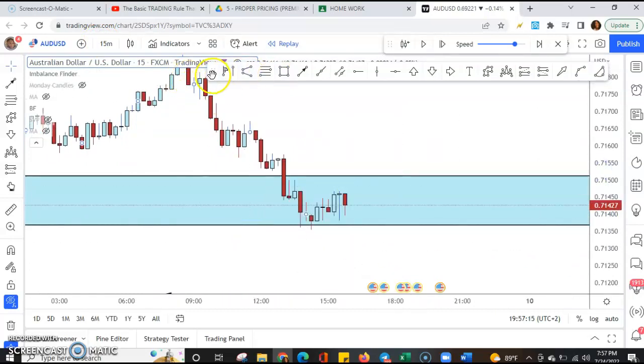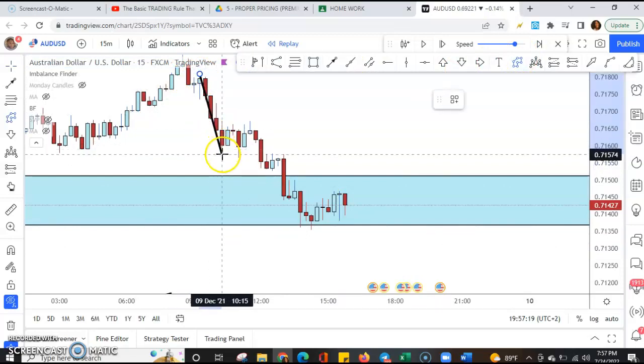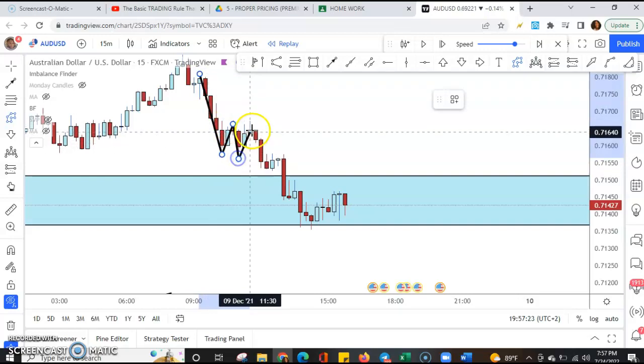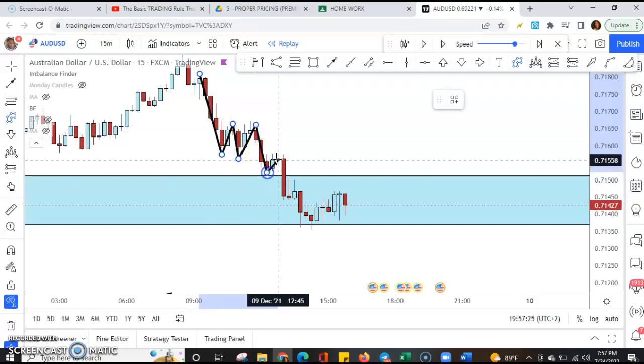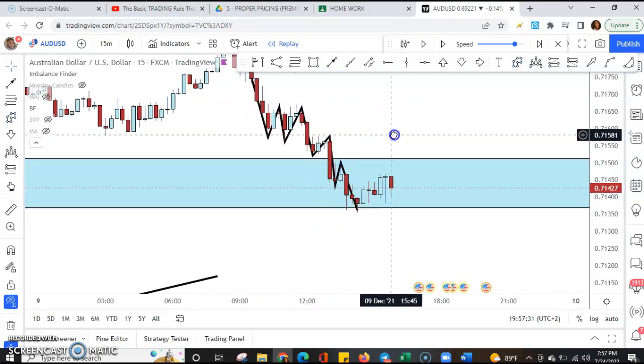As you can see, the market drops down right here, pulls back, kind of consolidates a little bit. It drops down some more, pulls back, drops down. And this is what I do every single time I'm about to look for a trend continuation.